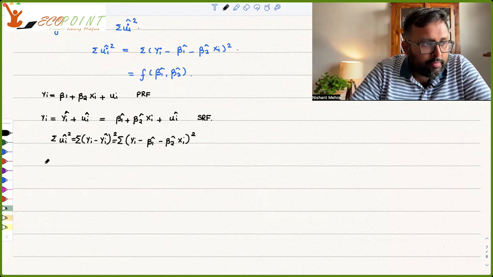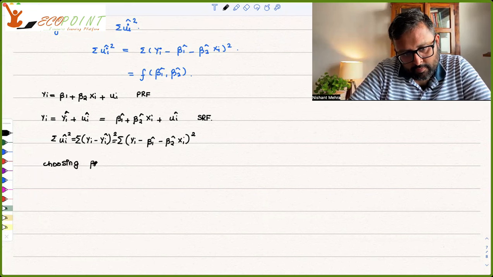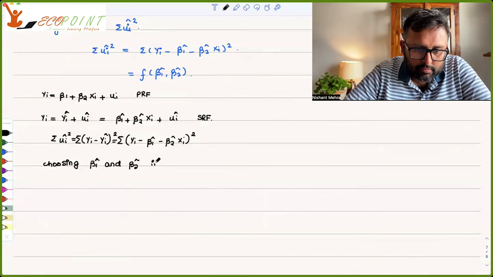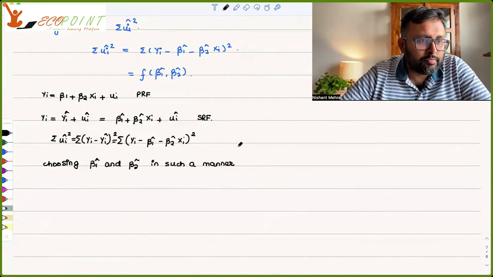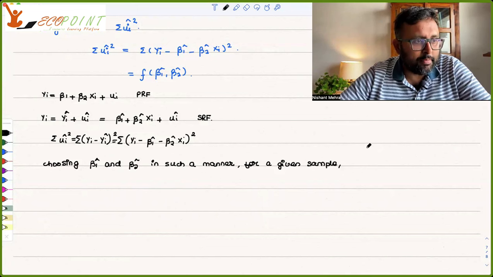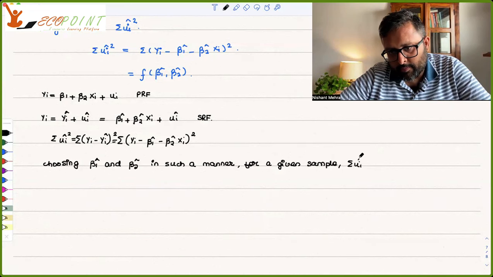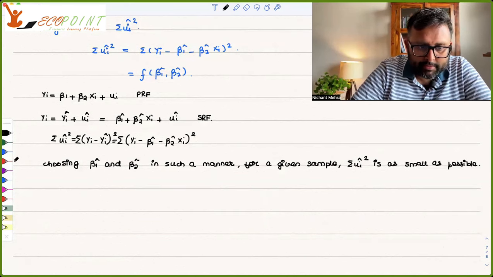Right? So please write: choosing beta 1 hat and beta 2 hat in such a manner, for a given sample, such that the summation of ui hat square is as small as possible.